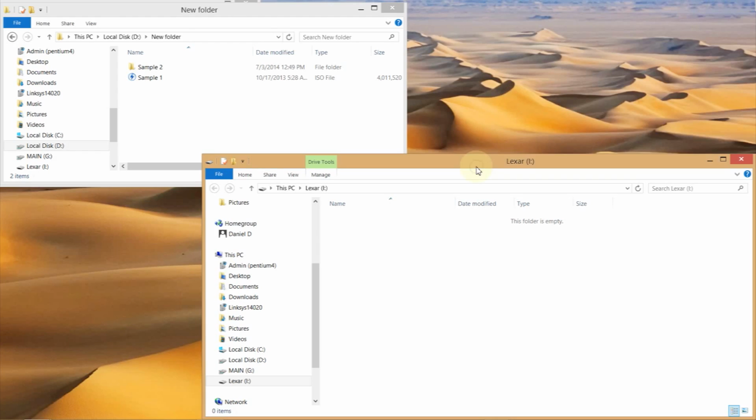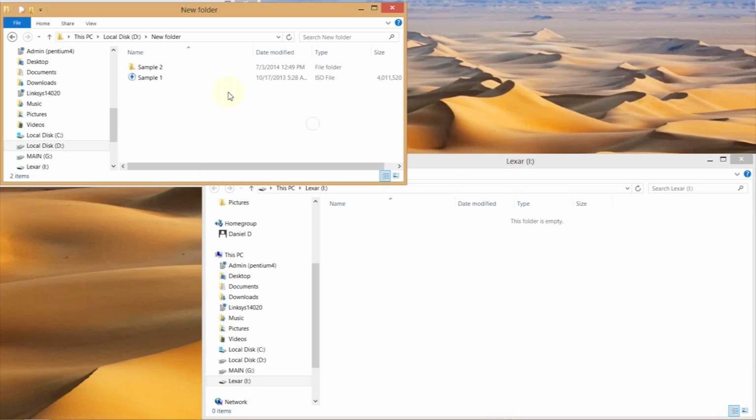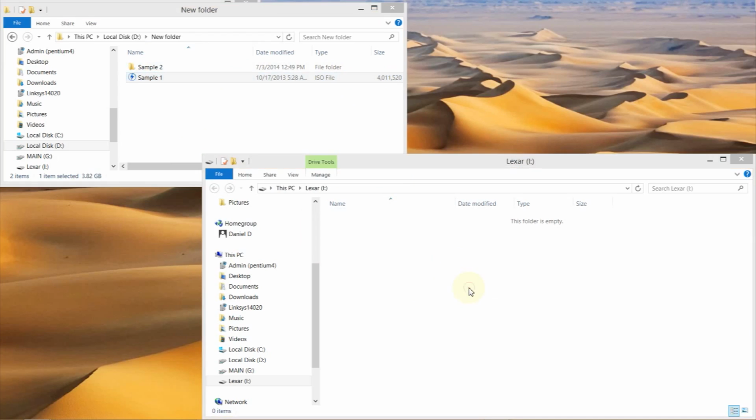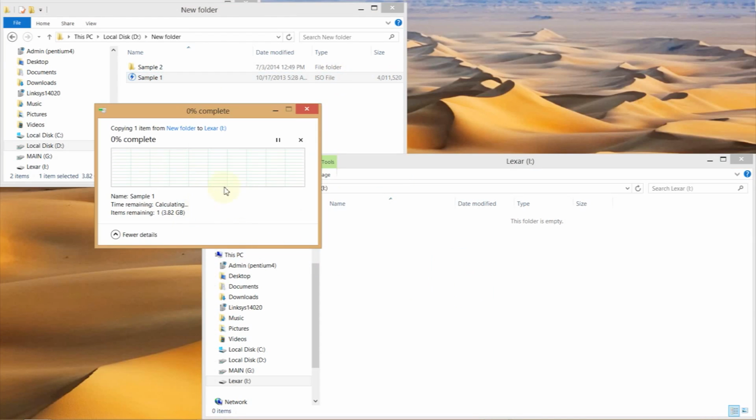Okay, first up is USB 2 with a theoretical maximum of 480 megabit per second, which is 60 megabytes per second. The first test we're going to be doing is writing a 4 gigabyte ISO to it. Okay, it's begun writing. As you can see, we're getting speeds of about 26 megabytes per second.